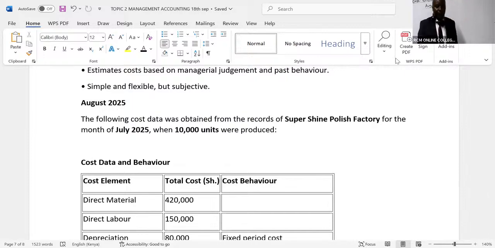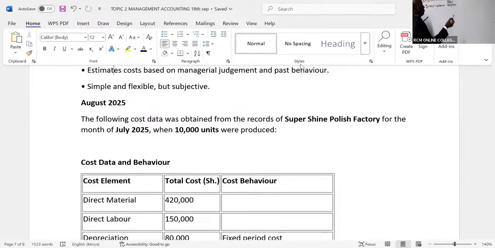Is that okay? Yes. Even if you don't have the question, just put all your eyes here. We are told: the following cost data was obtained from the records of Supershine Polish Factory. It's a great name, Supershine. For the month of July 2025, 10,000 units were produced. So we have the first one, which is the cost. They have told us direct material, and the total is 420,000.